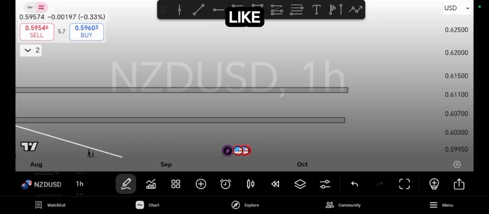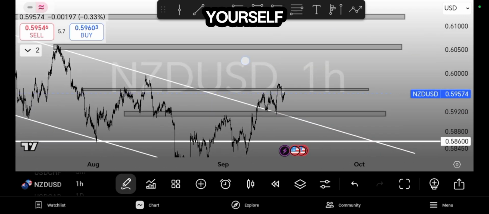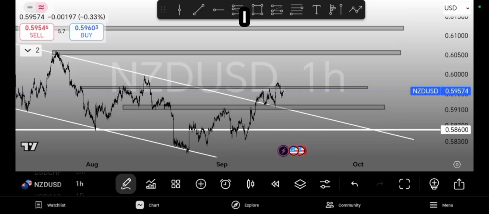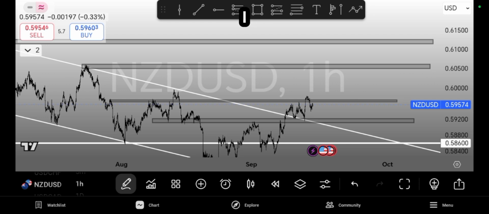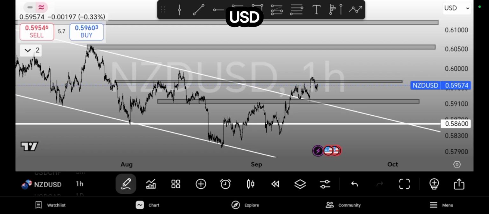Trading is hard, but you have to try to make it somehow simple for yourself, because if not you, then who will? I just want to keep this video as short and as straightforward as I possibly can. This is how I analyze each and every currency pair that I trade, and this is what I'll be looking for on NZD USD.